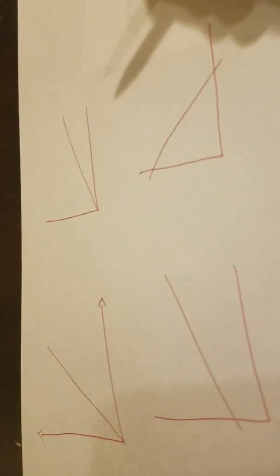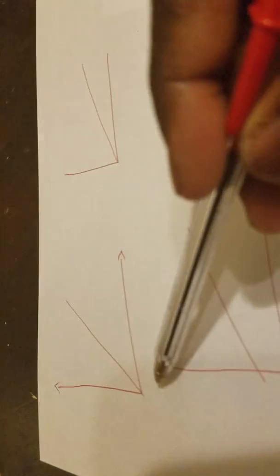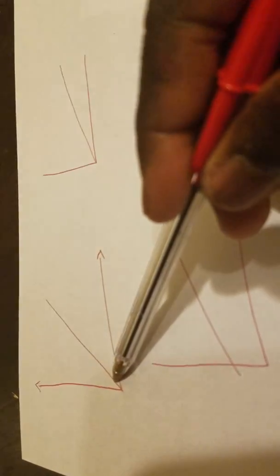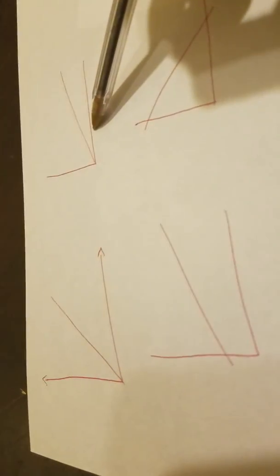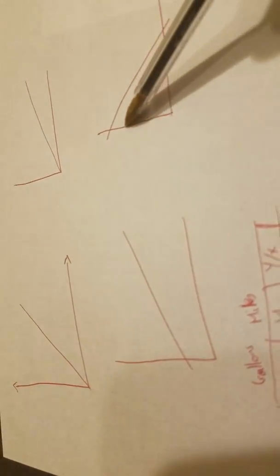Now the next one we're going to go through is the graphs. How can I tell if a graph is proportional? If it's a straight line and it goes through the origin. This one is proportional. This one is proportional. But this one is not. Even though it's a straight line, it doesn't go through the origin.